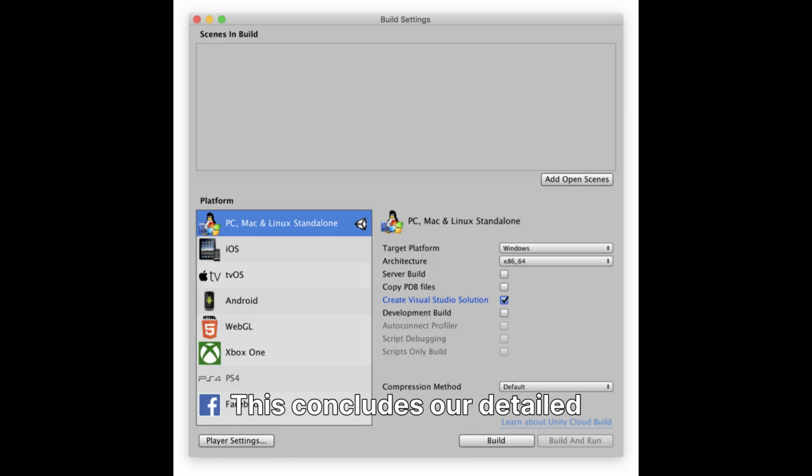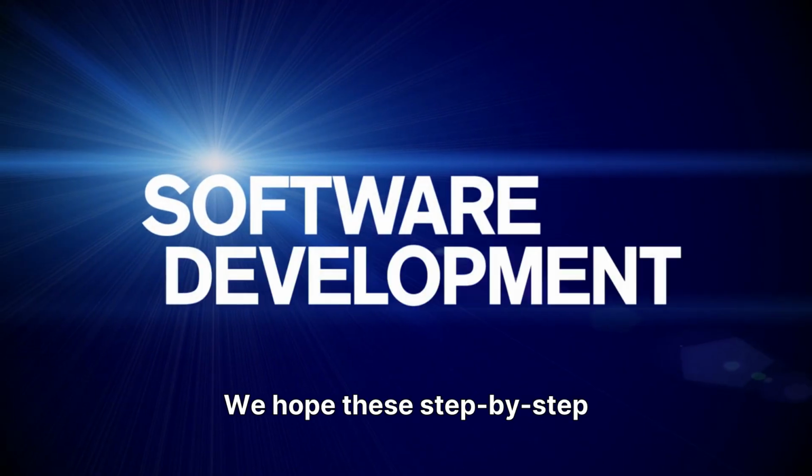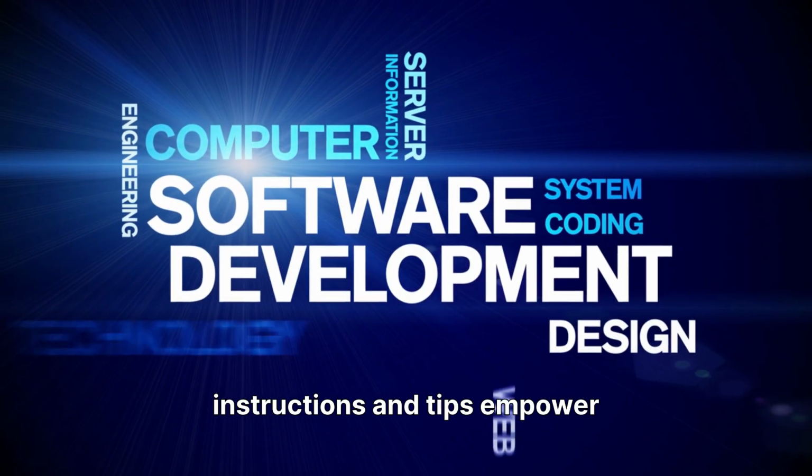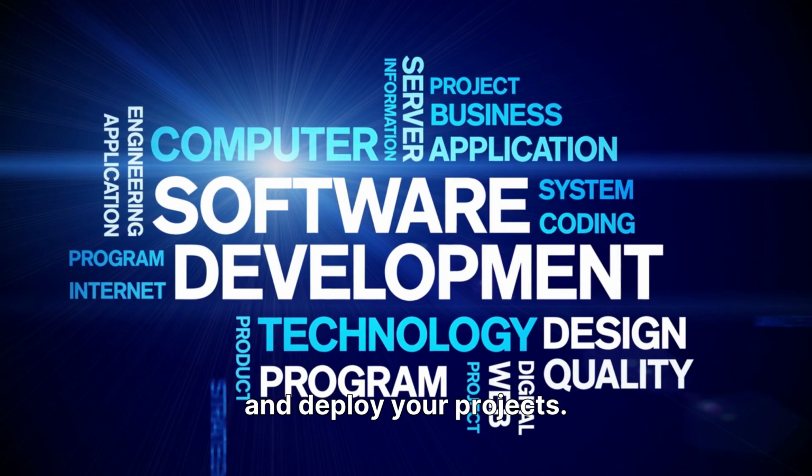This concludes our detailed guide on packaging and exporting builds in Visual Studio and Unity 3D. We've covered the essential steps, from initial project configuration to final deployment considerations, providing you with a solid foundation for managing your software and game projects. We hope this comprehensive overview has clarified the complexities of the build process for you. We hope these step-by-step instructions and tips empower you to confidently prepare and deploy your projects.